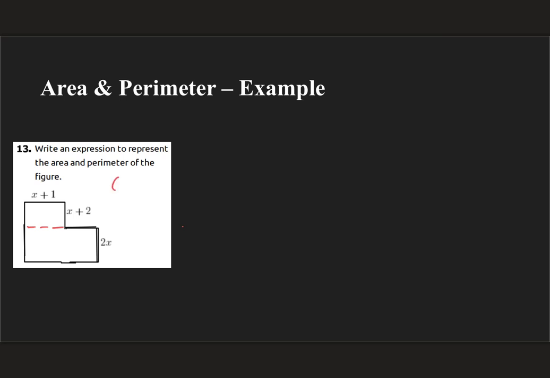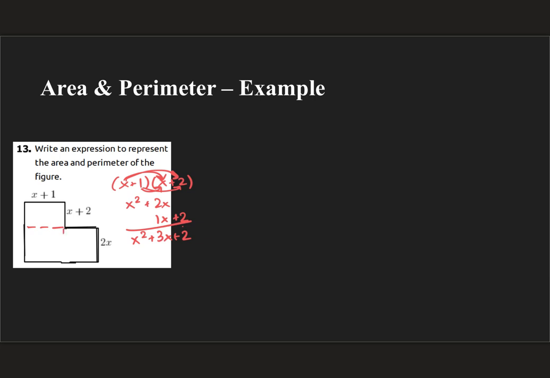So we're going to do x plus 1 times x plus 2. And we'll do the same thing. So x times x is x squared. X times 2 is 2x. 1 times x is 1x. And 1 times 2 is 2. So for that section, I've got x squared plus 3x plus 2.